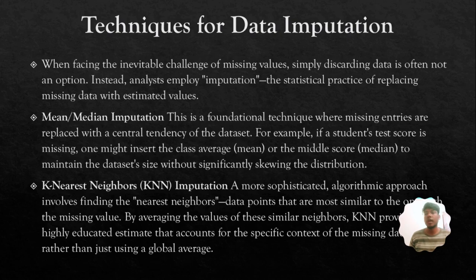Then comes KNN, that is K-nearest neighbor imputation, a more sophisticated algorithmic approach that finds the nearest data points that are most similar to the one with the missing value. By averaging the values of these similar neighbors, KNN provides a highly educated estimate that accounts for the specific context of the missing data point, rather than just using a global average.